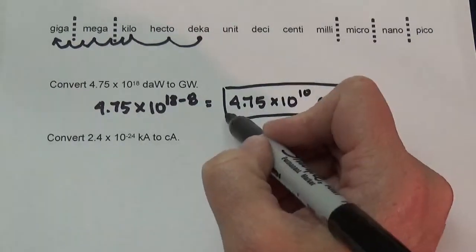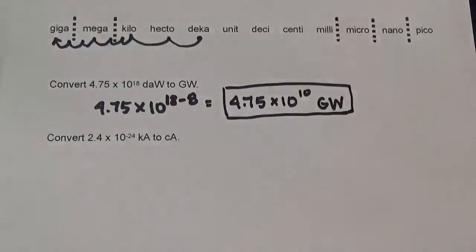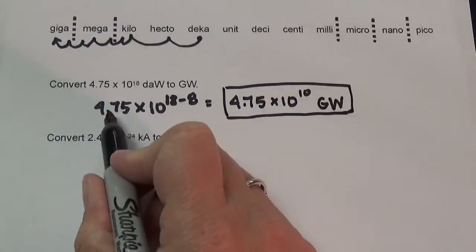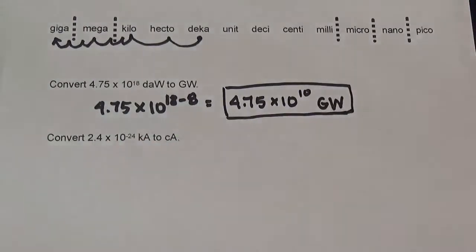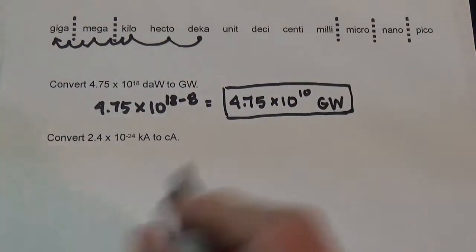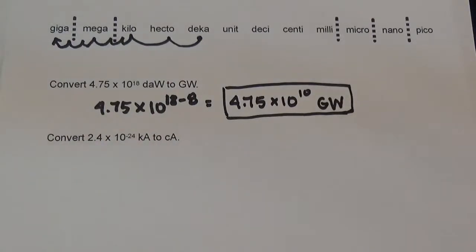And if you want to see that that really does work, go ahead and do it the long way. Write 4.75 times 10 to the 18th out and then move the decimal place 8 to the left, and you will see that you end up with a number that can be written in scientific notation as 4.75 times 10 to the 10th. It just saves us a lot of time and pencil lead to not write all the zeros.